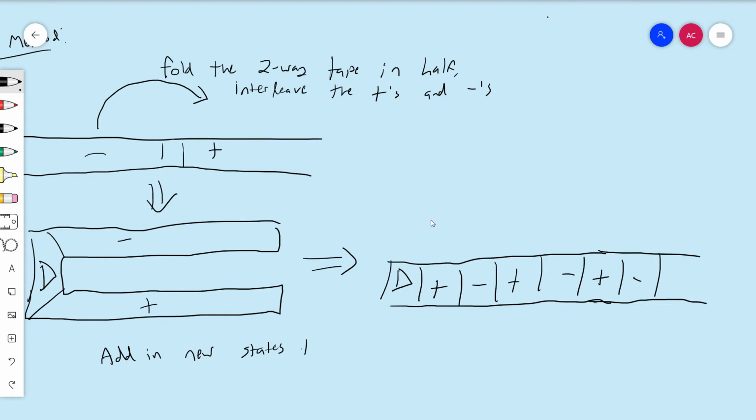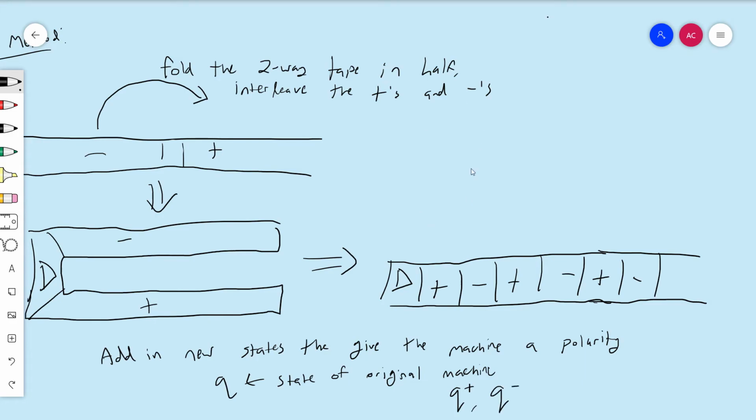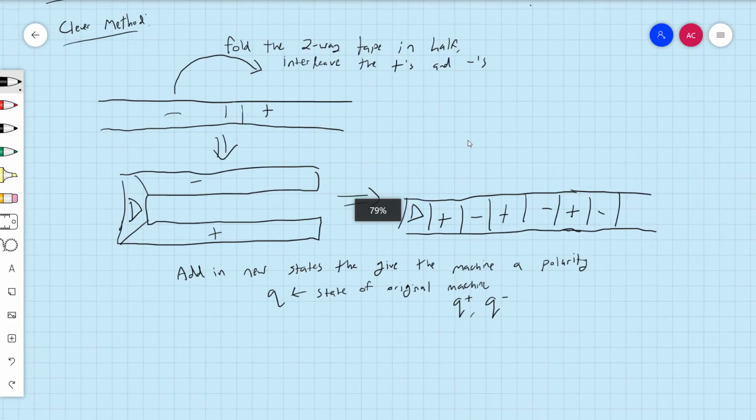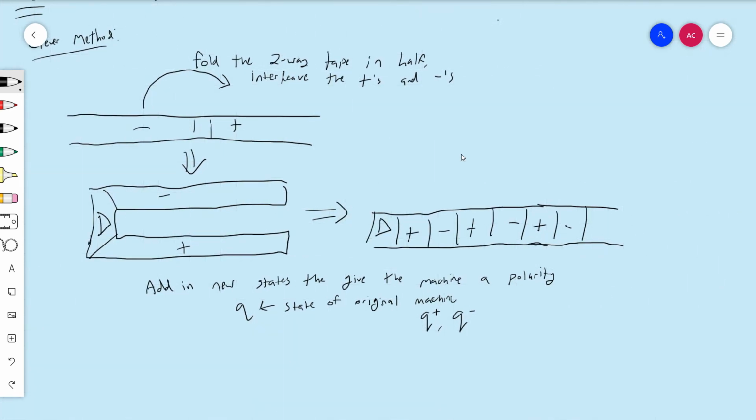So to give the machine a polarity, basically, if Q is a state of the original machine, then I'll have a Q plus and a Q minus, a positive and negative. Basically, what the plus and the minus tell me is the mode of the machine. Am I moving around on the positive side of the tape, or am I moving around on the negative side of the tape? And so I have two operating conditions, two copies of Q in the new machine.